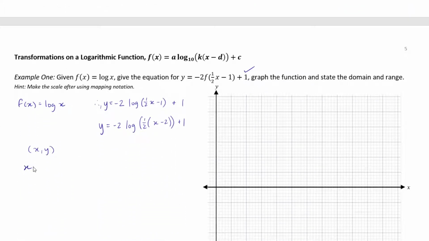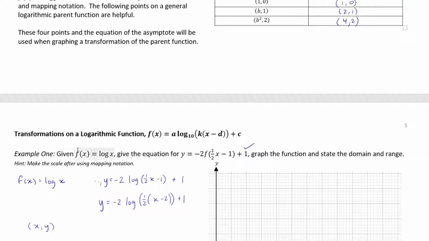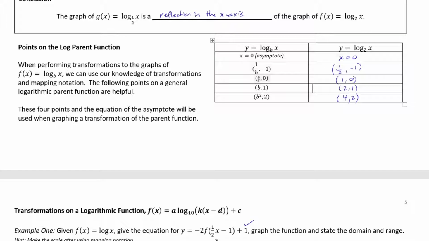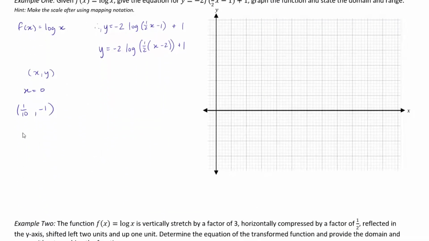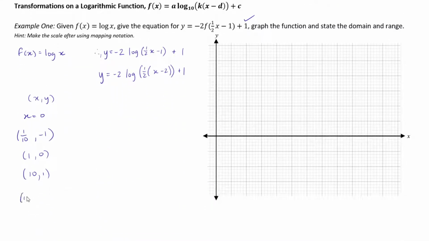Okay, well, I start by writing the asymptote, x is equal to 0. Then I look at the next point right here, so 1 over the base, in this case 1 over 10, 1 over 10, negative 1. Then I look at 1 and 0, that stays the same, 1, 0. Then the base, 10 and 1, and as we see here, base squared and 2, 100 and 2. Okay, so these are the unmodified points on the parent function of f of x is equal to log x base 10.